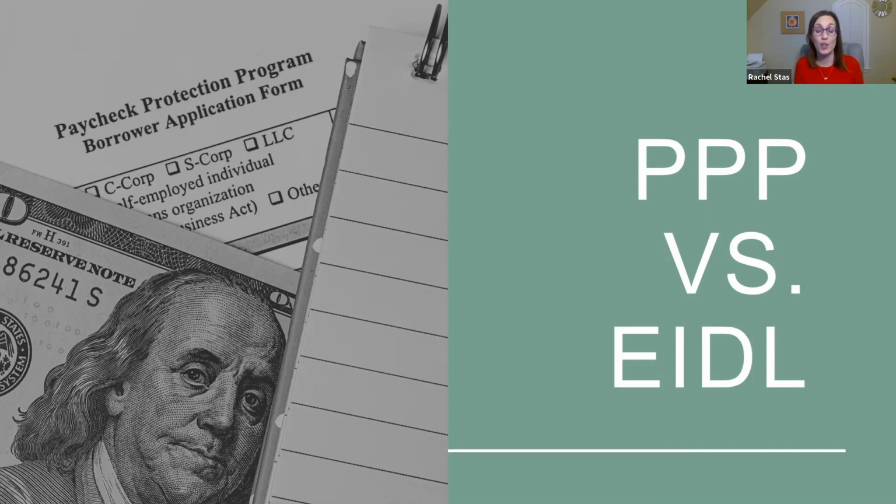If you didn't take a first draw, you could still apply for it by March 31st of this year. If you have already applied for the PPP, they are allowing a second draw at this point. So if you have made 25% less in 2020 than you did in 2019, you could qualify. So get in there.